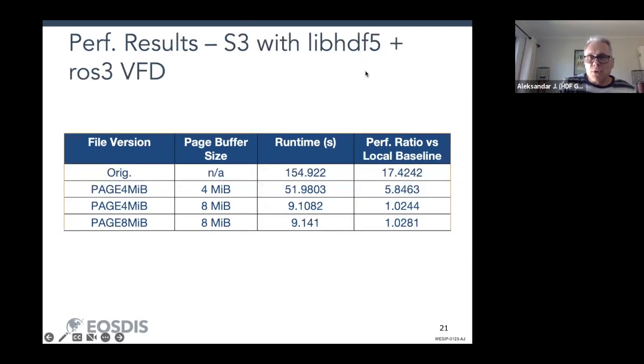When we moved to S3 using the HDF5 library with its own S3 VFD, if you use the original file, it's 17 times worse than when that same file is on the local file system. However, when we start using these paged aggregated versions with different page buffer sizes, we start getting a little better. This one is only 6 times worse. But when the page buffer is of sufficient size to hold the entire file metadata immediately, we start getting very comparable results to this baseline case. And I think that's an indication of this cloud optimized performance.